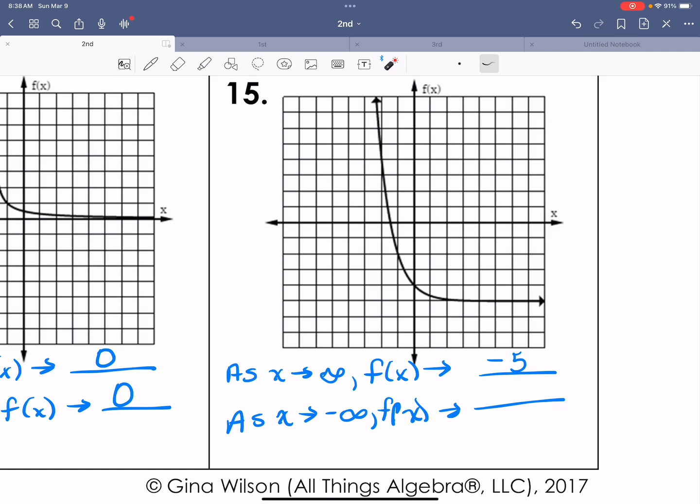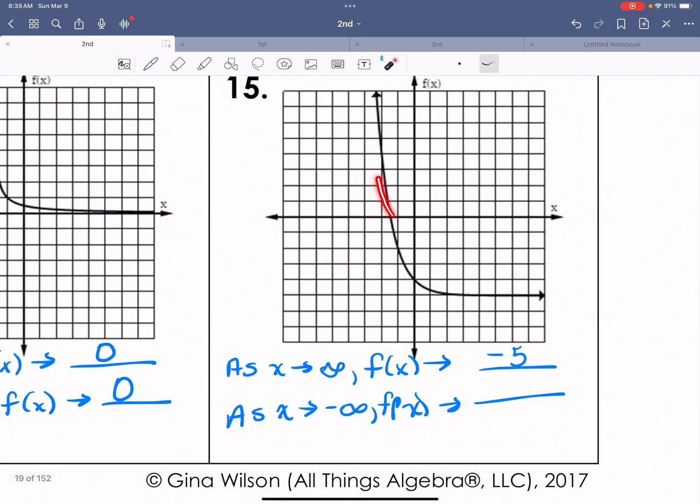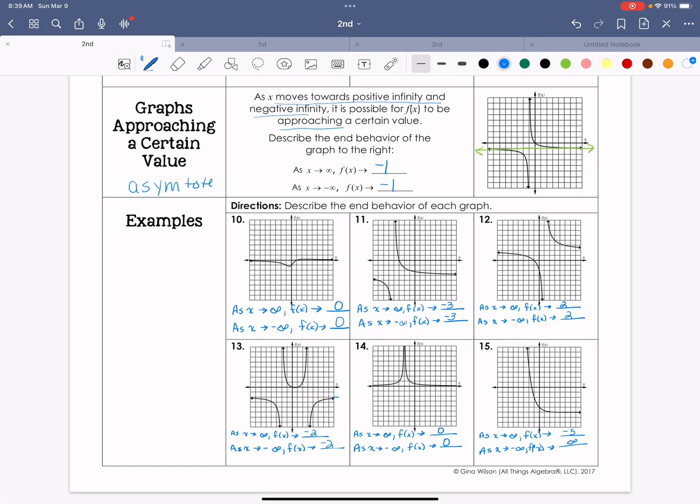All right, now what's it doing as x goes this way? Well, it is continuing up. And you can see this never completely straightens out, so it's just going to keep going a little bit to the left. So we are going to say that end behavior is approaching infinity. And that is all for this lesson.